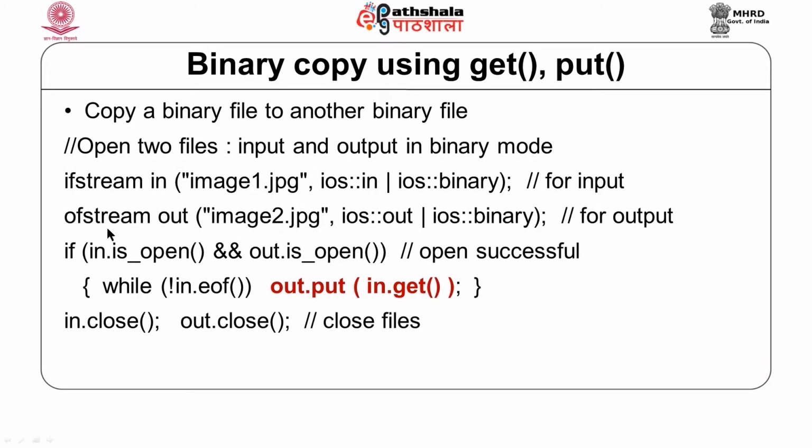So, after opening the file, it is better to check whether the files are opened successfully or not, and if they are opened successfully, then we will keep on reading from the input file in till end of file. In.get will read a single character, and that single character is written into the output file out, which is image2, which is associated with image2.jpg. So, here we have used put method and get method to write and read a single character at a time.